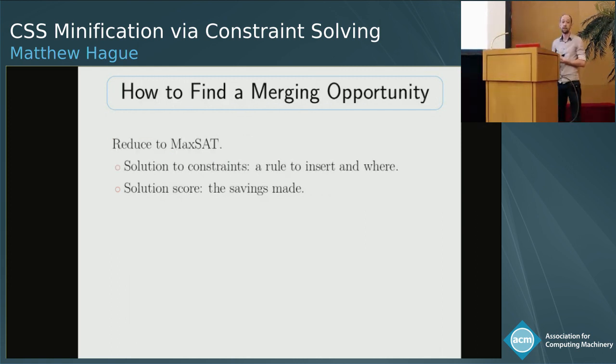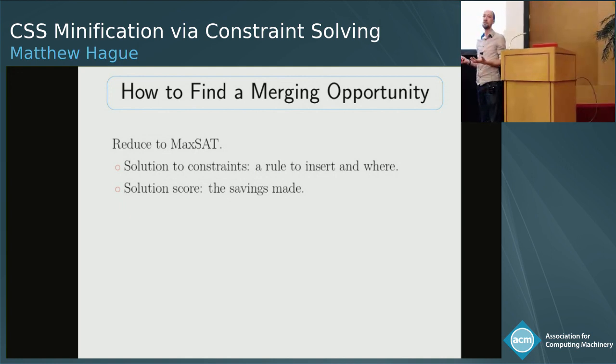Okay, so that's the selector part. So what about merging opportunities? So I said that we reduced to max-sat. So what max-sat does is you give it a bunch of constraints, and you want to look for a solution to these constraints that's somehow the best. So in particular, what we're looking for is a rule that we're going to put somewhere in our file that combines other parts of the existing style sheet. We want to know where to put it.